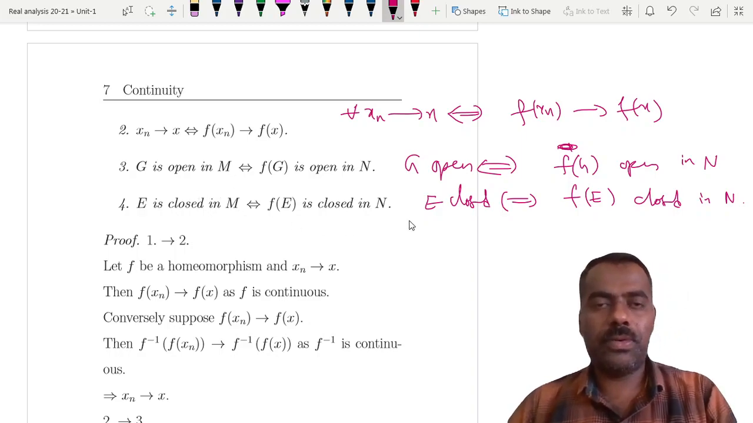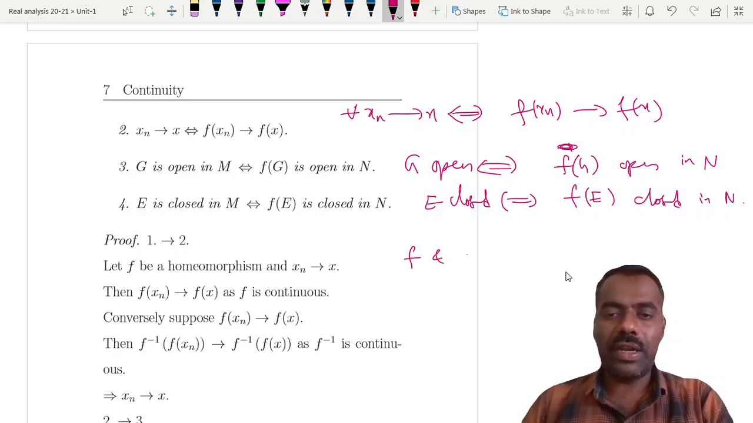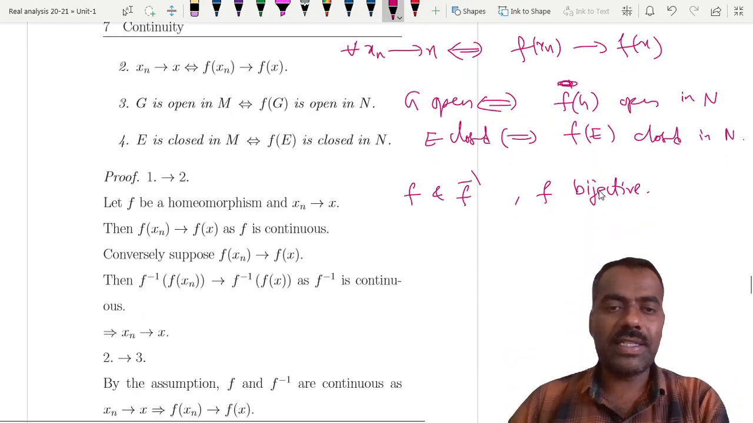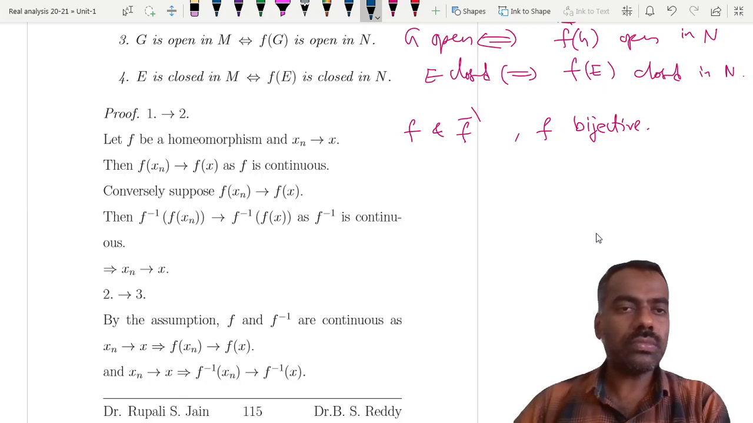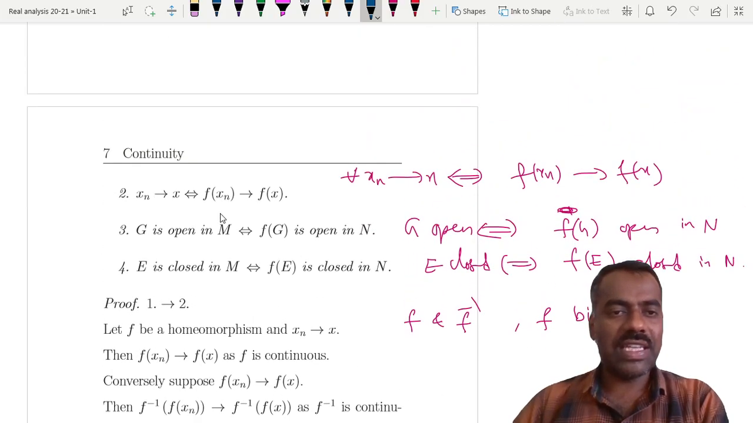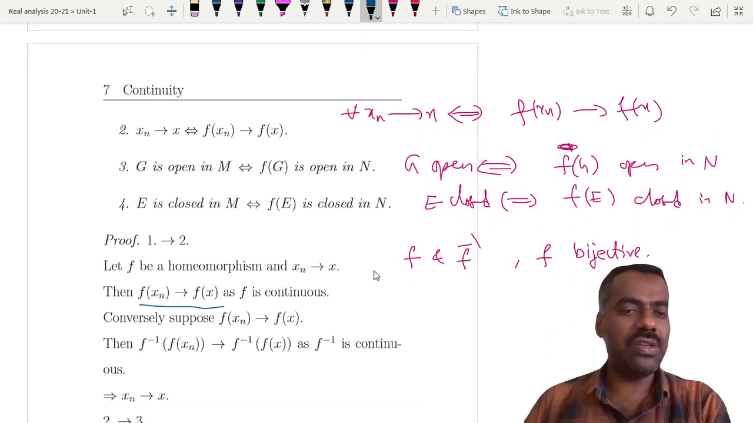And again, the proofs are not difficult. Every time we have to take the help of f and f inverse being continuous and use the fact that f is bijective. Using these facts we can prove it. So quickly, suppose f is a homeomorphism. We want to show that whenever x_n converges to x, f of x_n converges to f of x. This simply follows from f being continuous.